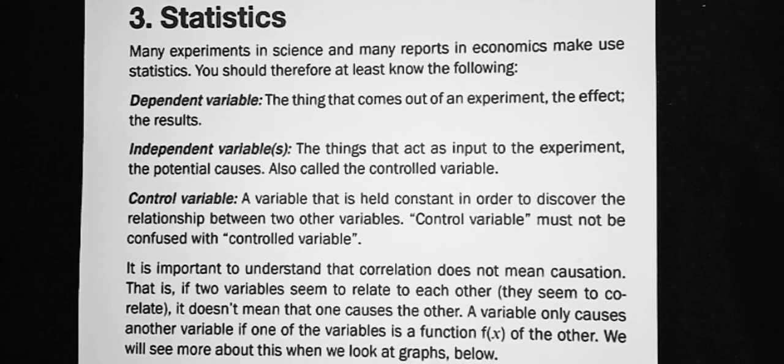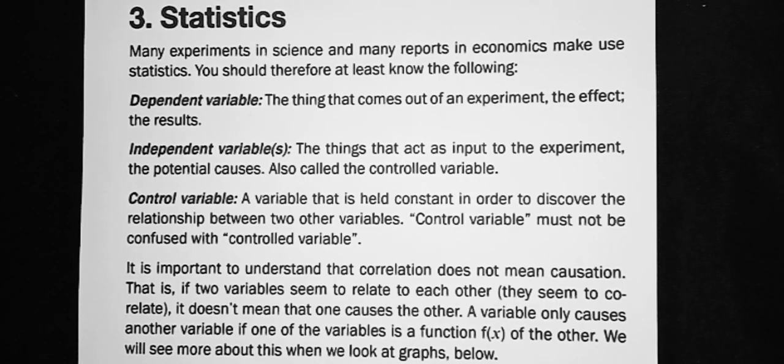If it is summer, the ice cream price will go up because of the weather. If it is cold, the price of the ice cream will go down because it is cold weather. It doesn't mean that one causes the other. A variable only causes the other variable if one of the variables is a function of the other. We will see more about this when we look at the graphs.